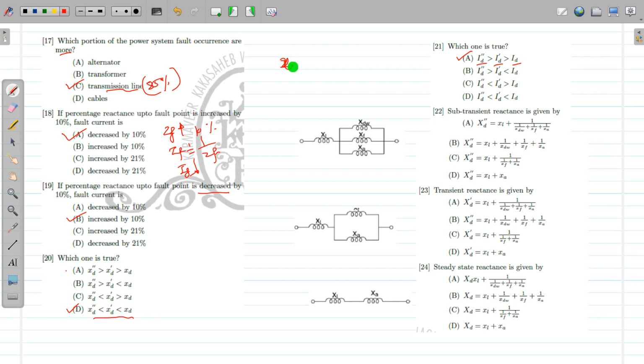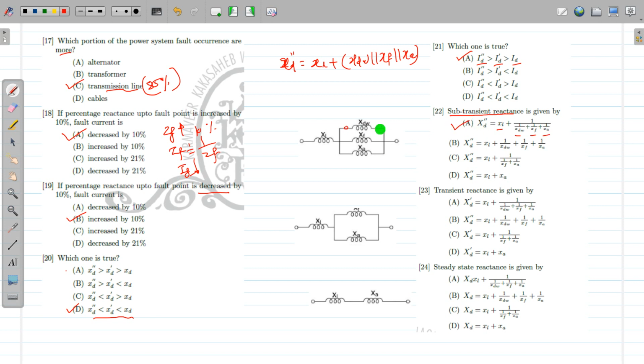Your short circuit reactance, the direct axis subtransient reactance, is nothing but the parallel combination of damper winding, field winding and armature winding. So if you want to calculate the subtransient reactance, it is the leakage reactance plus 1 upon 1 upon damper winding plus 1 upon field winding plus 1 upon armature winding. So this option is correct.